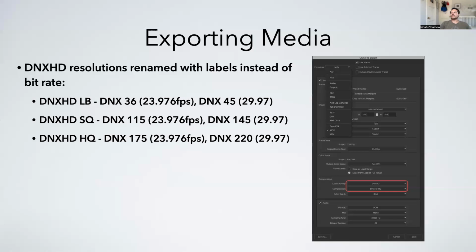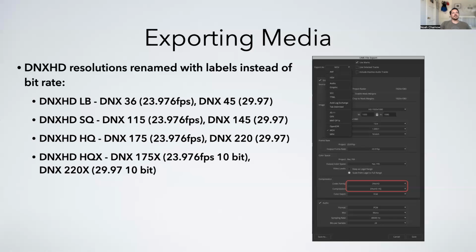Dnxhd HQ, which is the same thing as DNX175 and DNX220. And Dnxhd HQX, which is the same thing as 175X and 220X. So if you get a spec sheet that says somebody wants a file as a DNX36 and you are working in the new version of Avid, good luck finding a reference to DNX36, because it is not there. DNX36 in newer versions of Media Composer is now referred to as Dnxhd LB. And the same is true with all of these.